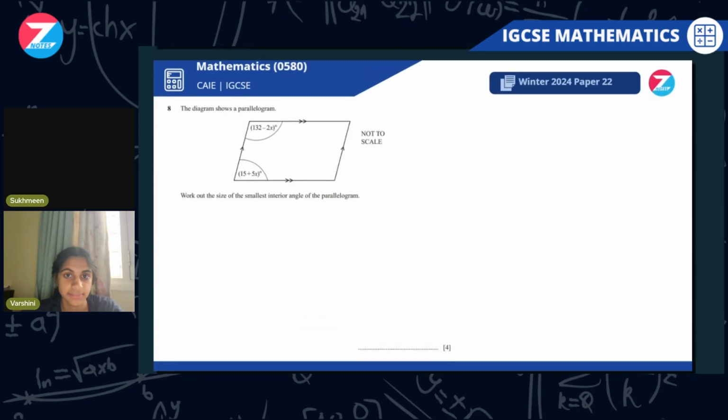For the next question, the diagram shows a parallelogram. Work out the size of the smallest interior angle of the parallelogram. So we know that for a parallelogram, this angle over here is going to be equal to this angle, and this angle is going to equal this angle. And we also know for all these shapes that the sum of all these angles is going to be equal to 360 degrees. Wait, sorry, hold on.